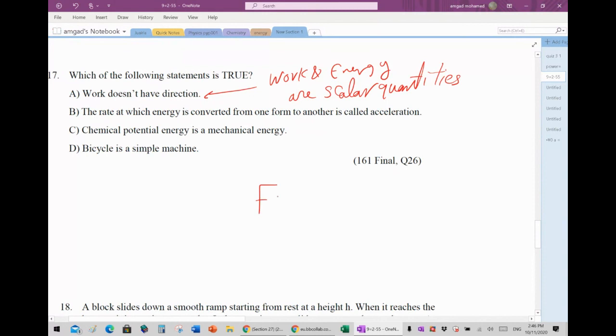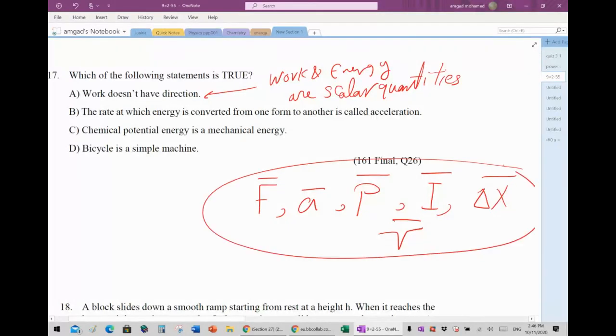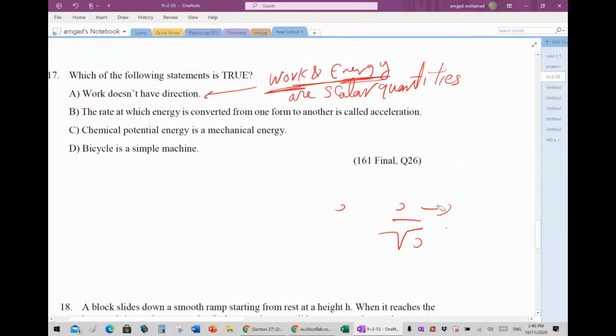But force is a vector. Acceleration is a vector. Momentum is a vector. Impulse is a vector. Displacement is a vector. Velocity is a vector. All of these are vectors and they have directions. But work and energy, no. Energy and work are scalar quantities. So this one is a true statement.